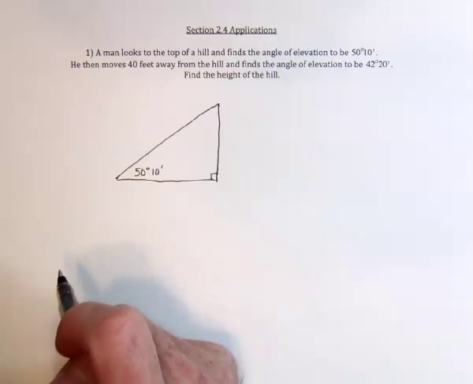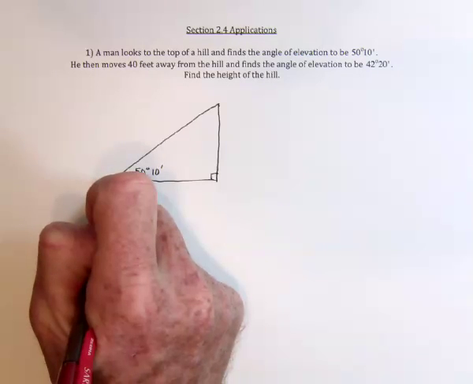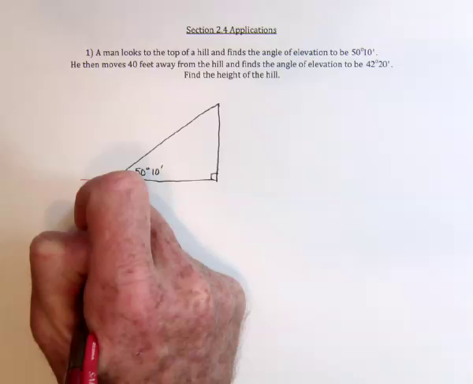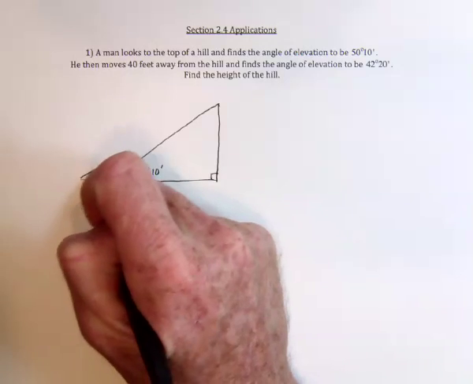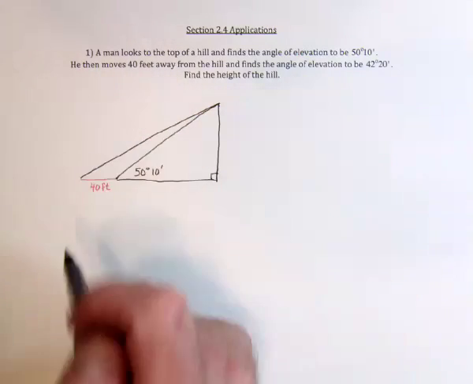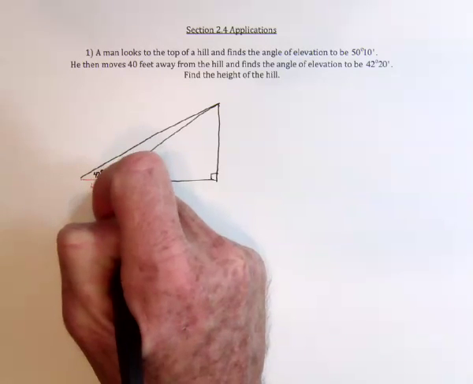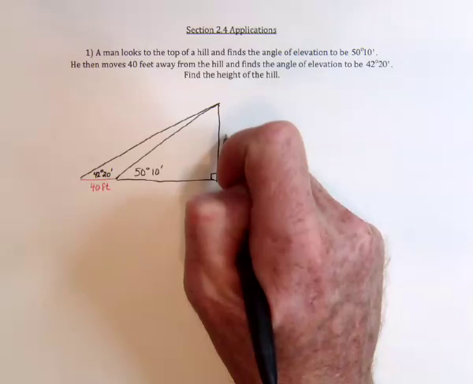10 minutes. The person then moves 40 feet away from the hill. So this length right here is 40 feet. And then the angle of elevation is going to be smaller. It's now 42 degrees and 20 minutes. And then the question is, find the height of the hill. So this height.